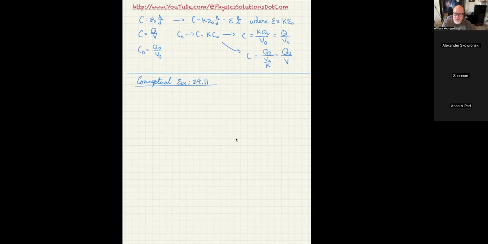Alternatively, if you disconnect the battery from a capacitor after it's been charged, then you have nowhere for the charges to actually go. So the Q has to stay fixed, but the voltage can vary. So those are two big concepts that you've got to commit to memory or to understanding.